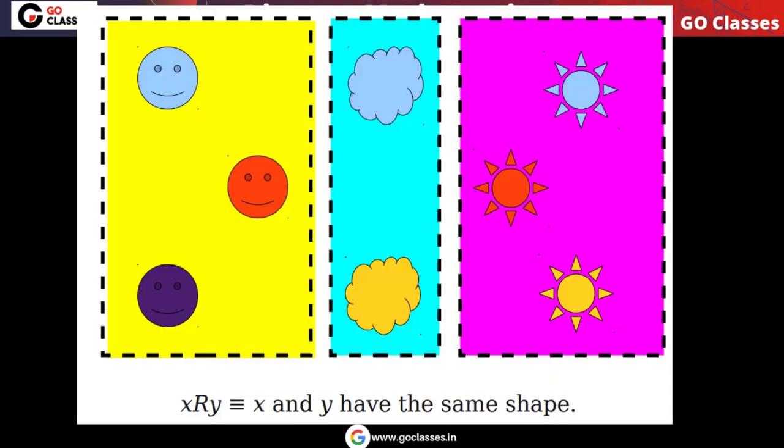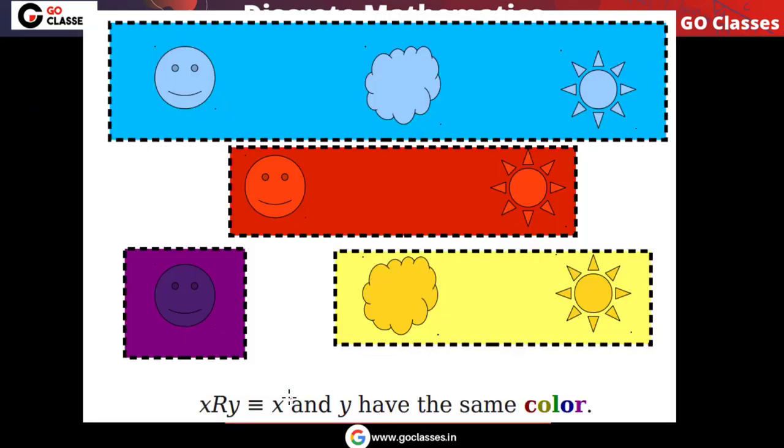Similarly, notice this another one. This is our set S, and this set S is partitioned into three parts using this equivalence relation. Similarly, you can define another equivalence relation, and that is same color. X is related to Y if and only if X and Y have the same color. This type of relation is an equivalence relation because there is some kind of equality here.